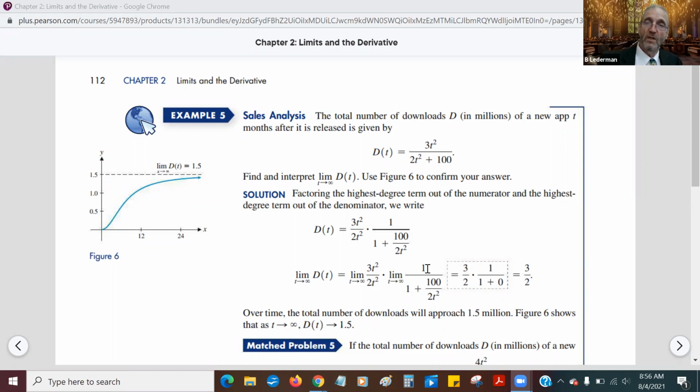Now, in this fraction over here, when t becomes infinite, I have 1 plus 100 over infinity, so to speak, which is basically 1 plus 0, which is just 1. So this whole thing becomes 3 over 2.